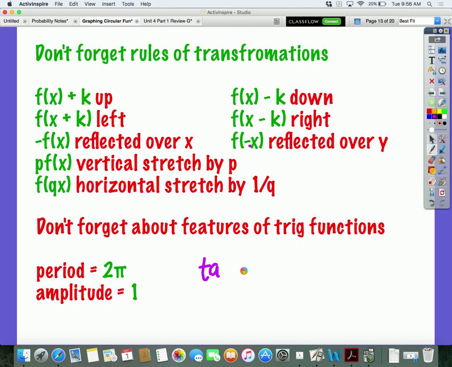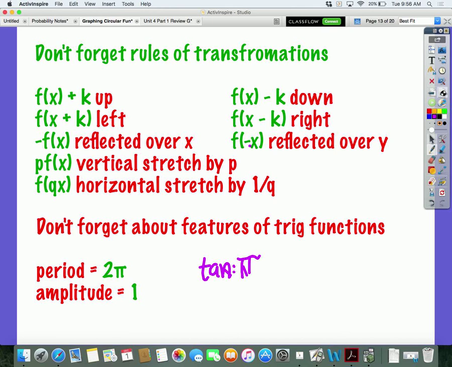And the amplitude for tangent, it doesn't exist. Remember, tangent goes on and on to infinity. It has no bounds. It's not bounded in between any y value. So there is no amplitude. So tangent's period is pi. Alright? You guys remember that?